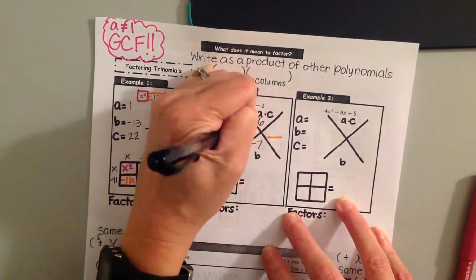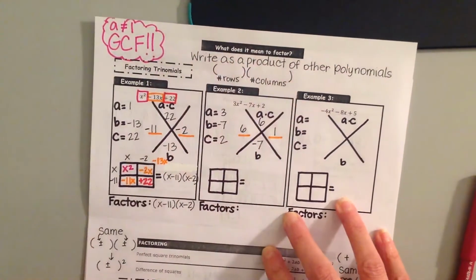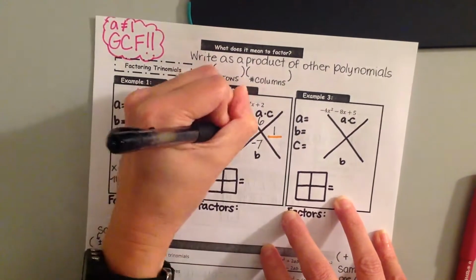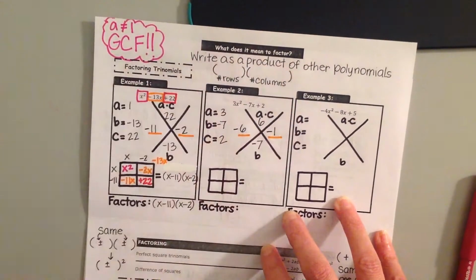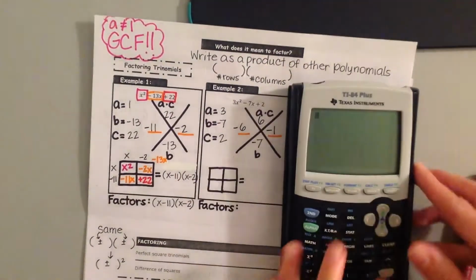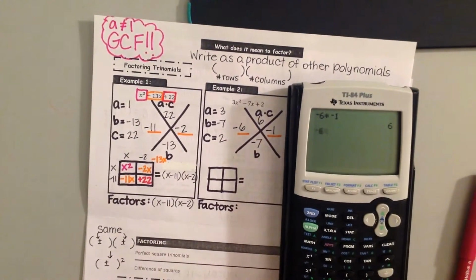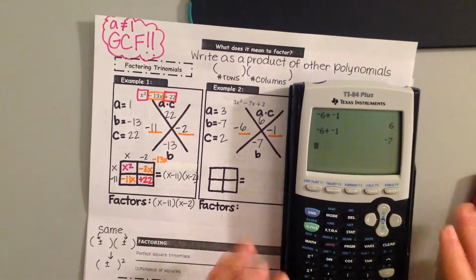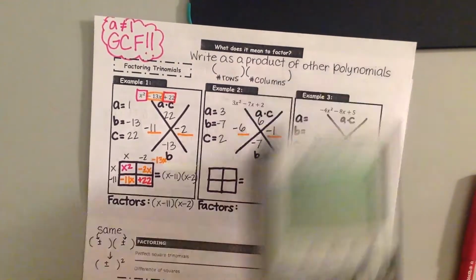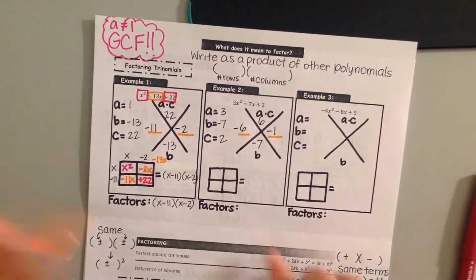Again, I'm going to have to look at my signs, because if I add a positive 6 and positive 1, that's not going to give me a negative 7. So they must both be negative. And again, I'm going to check my math. Negative 6 times negative 1, they do multiply to positive 6. Negative 6 plus negative 1, they do add to negative 7. So those are my values, and now I'm going to fill in my box.